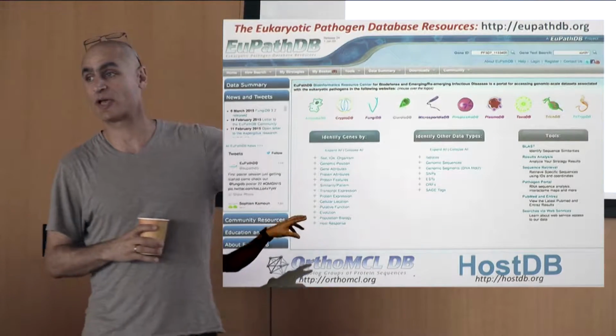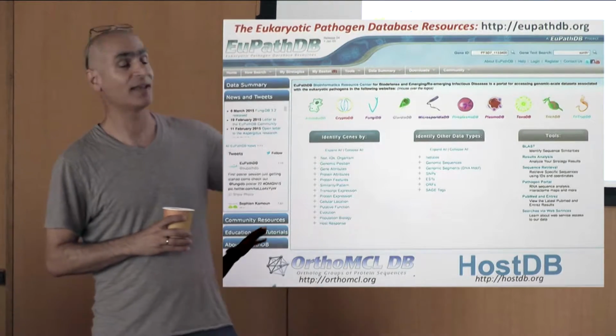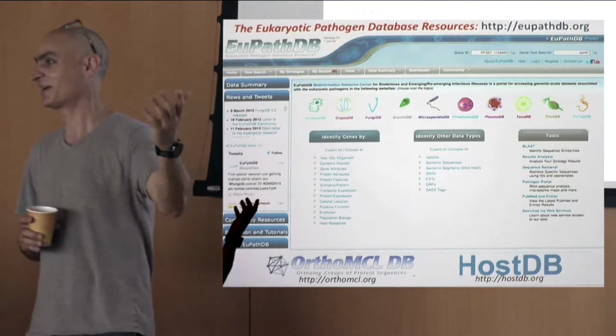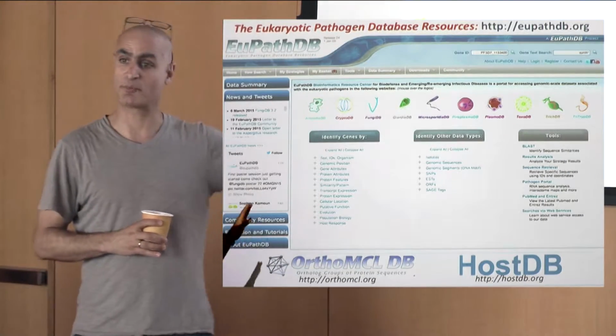PathDB not only includes your traditional eukaryotic pathogens like Plasmodium, it also includes things like fungi. And we know fungi are ubiquitous, they're all over the place. So there are resources for fungi as well within this umbrella of databases.